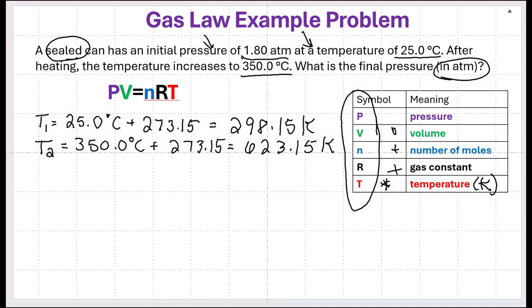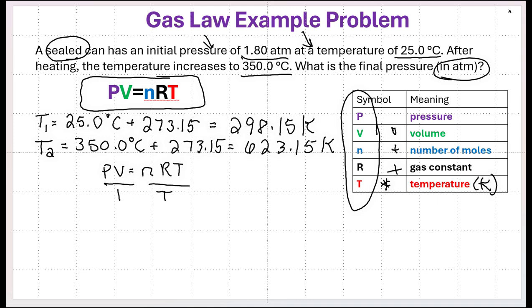So what I want to do is manipulate this to get all the constants on one side of the equation and get my variables on the other side. So I want pressure and temperature on one side, and I want number of moles, R, and volume on the other side. So to do that, I'm just going to rewrite this here. PV equals nRT. And I am going to divide both sides by my temperature. So that gets temperature on the left-hand side.